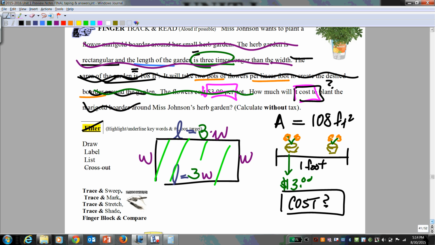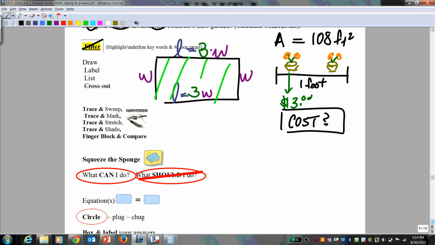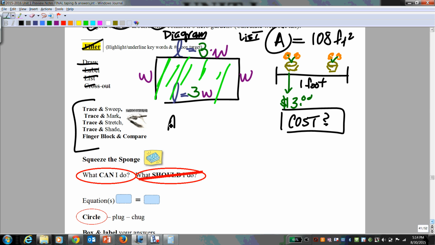Okay, once again, if you did this Miss Way's version, brain in hand, your original problem should be absolutely mutilated. And everything belongs on either the diagram or the list. Draw, label, list, cross out. Now, we start working the problem. We know the area, which is, if you shade it, the area is 108 feet. You're like, I don't even know where to start. Well, hopefully, you at least wrote the area equation out. So we know area equals length times the width. And then you start circle, plug, checking.